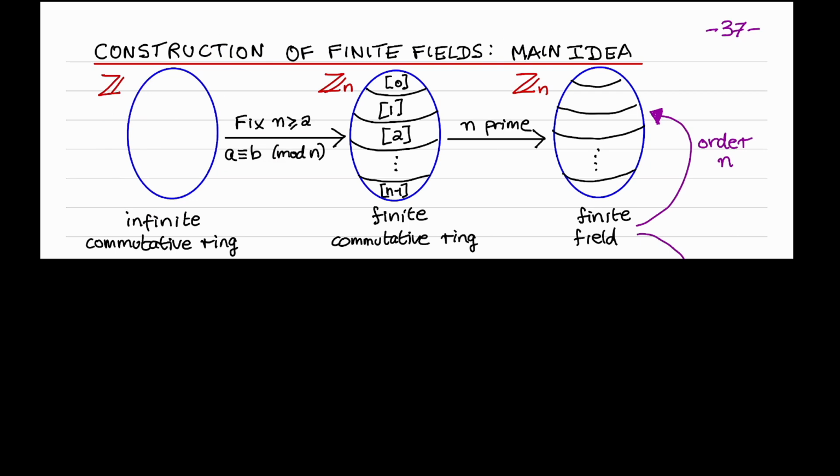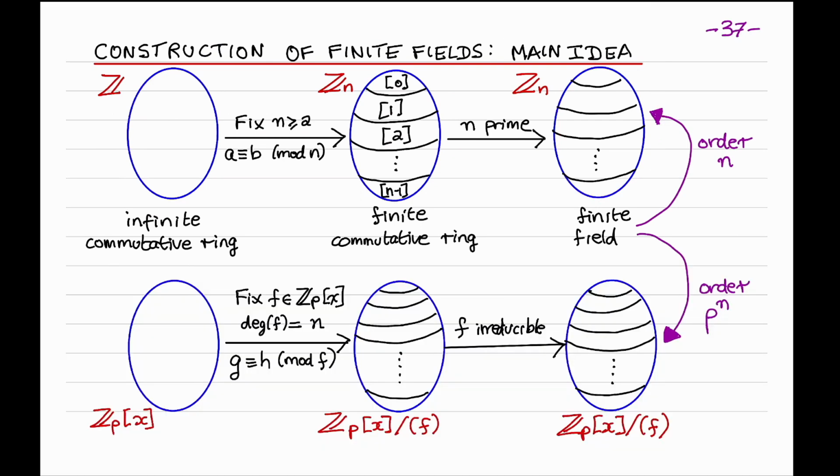This relation is an equivalence relation, and so it partitions the infinite set of integers into a finite set of equivalence classes, namely the n equivalence classes represented by the numbers 0, 1, 2, up to n minus 1. As we noted, this is now a finite commutative ring, the ring of integers modulo n. Finally, to get a field out of this ring, we specify that n must be prime. And then we proved that the integers modulo n is a finite field of prime order n.